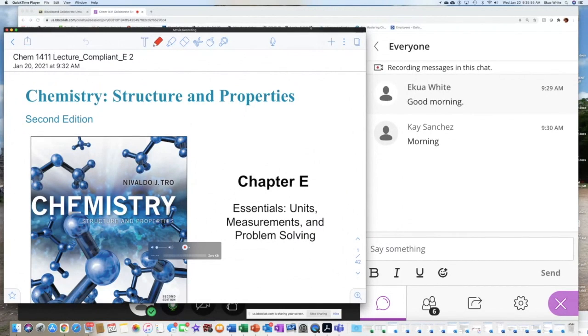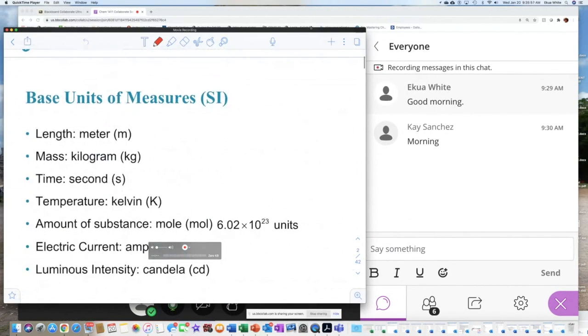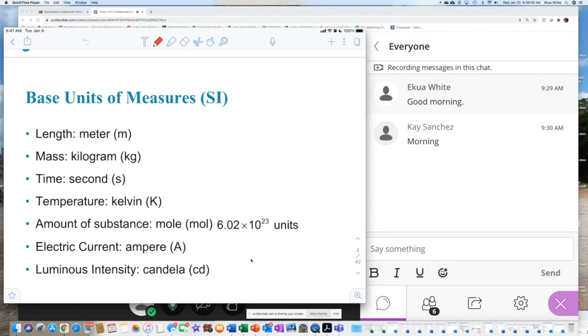I'll jump right into it. So we'll start with chapter E, which talks about the fundamentals, the things that you have to know before you study chemistry. In this chapter, we start with measurements. So the idea is in the lab, you'll be doing a lot of different measurements. And as far as chemistry is concerned, these are the 7 base measurements we will ever do.